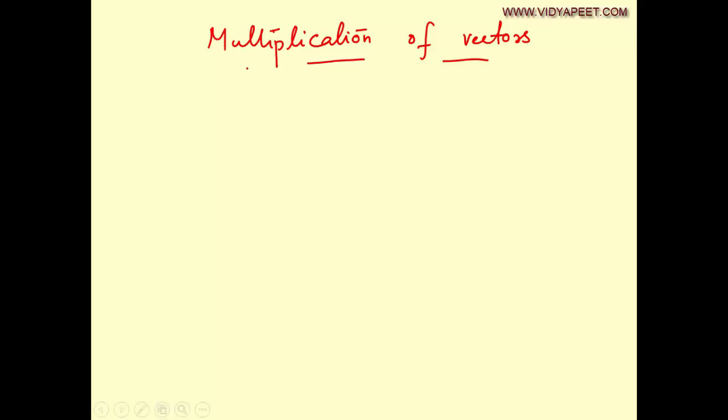Now, we have multiplication of vectors. And the first kind of multiplication is that you take a vector and multiply it by a scalar, or a number which we multiply. So, what happens?